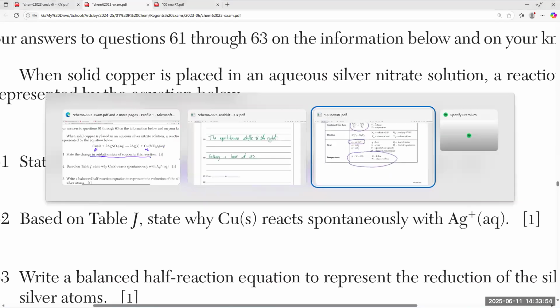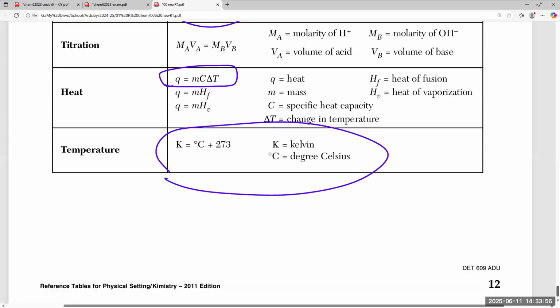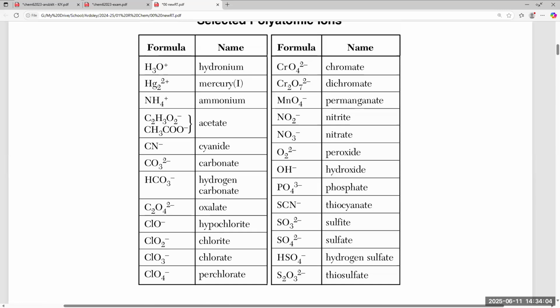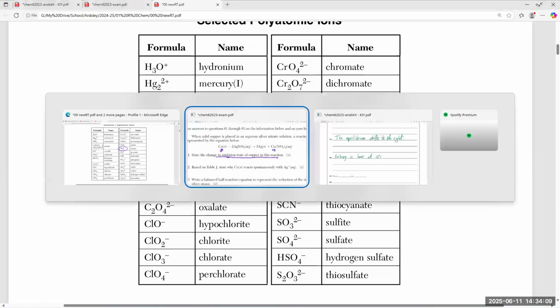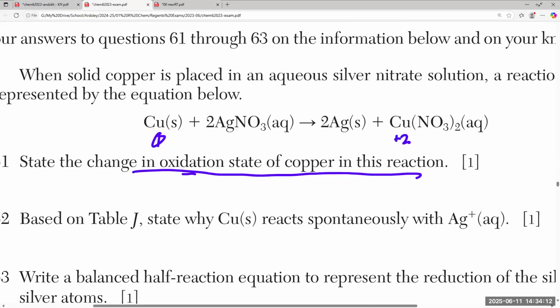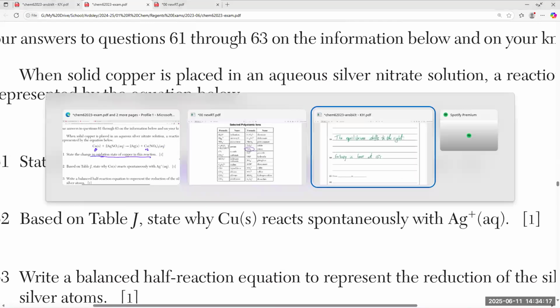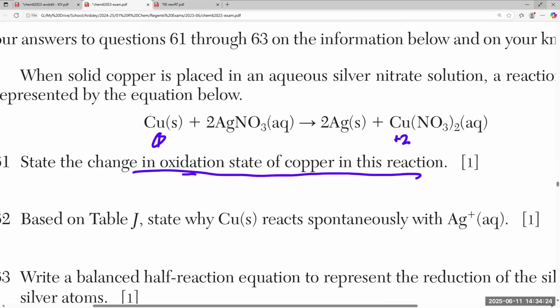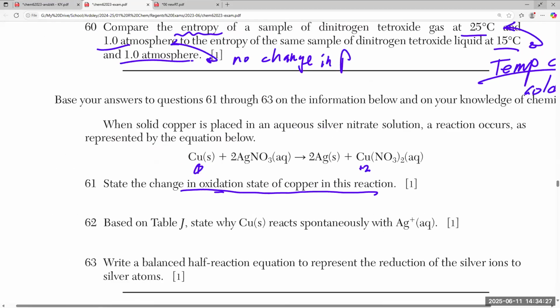But if not, look what you have to do. You have to go to nitrate, which is table E, and find out that it's -1, and then come back here and be like, well, that's -1, but there's 2, so therefore this is +2. Look how much time you're wasting, right? So it's 0 to +2, right? Okay, let's go to 62. Based on table J, state why copper reacts spontaneously with silver, right?